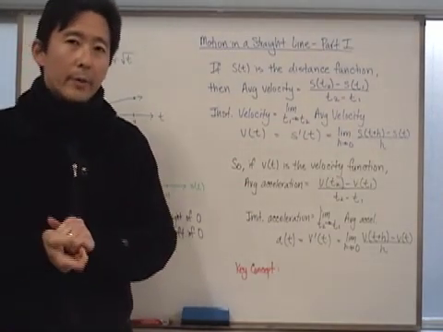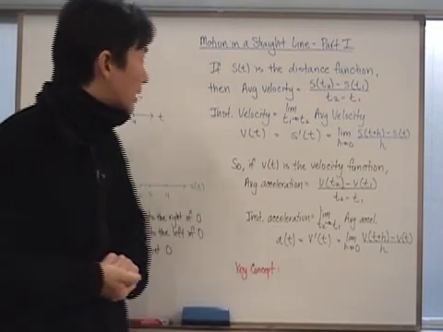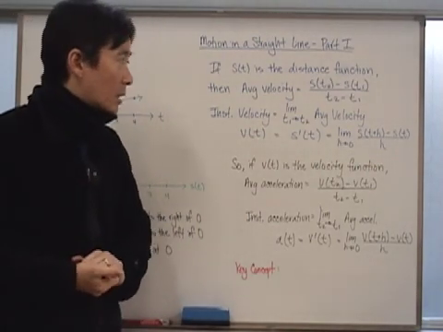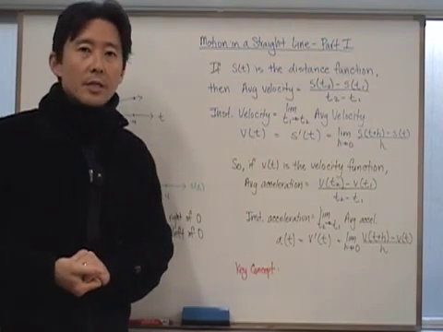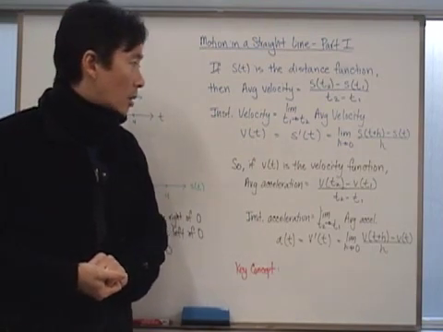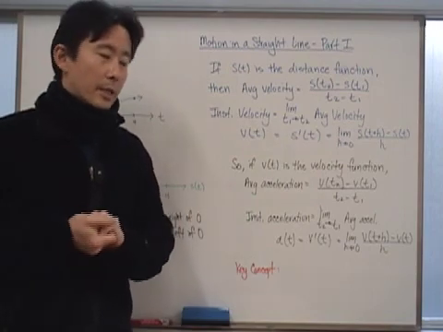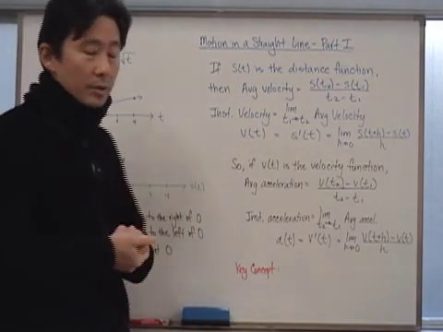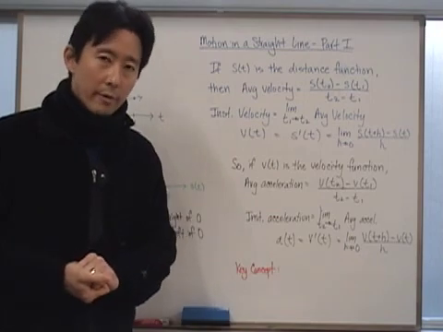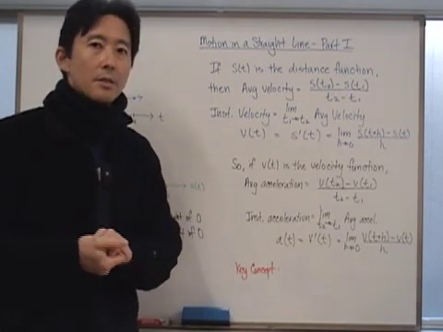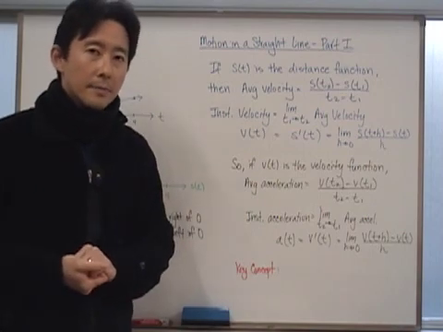Alright, hello everyone. We'd like to go ahead and take a look at motion in a straight line, part 1. With this demonstration and lesson, we're going to look at two things really. We're going to look at the relationship between the two-dimensional graph and what is called a motion graph. And then we're also going to look at the relationship between distance, velocity, and acceleration.